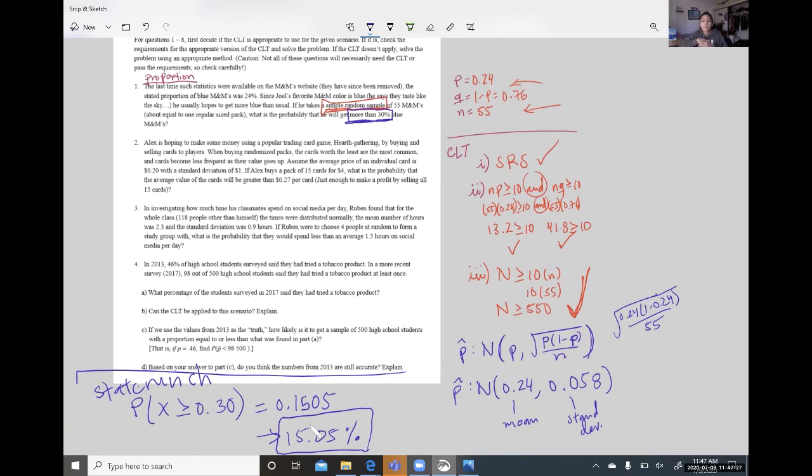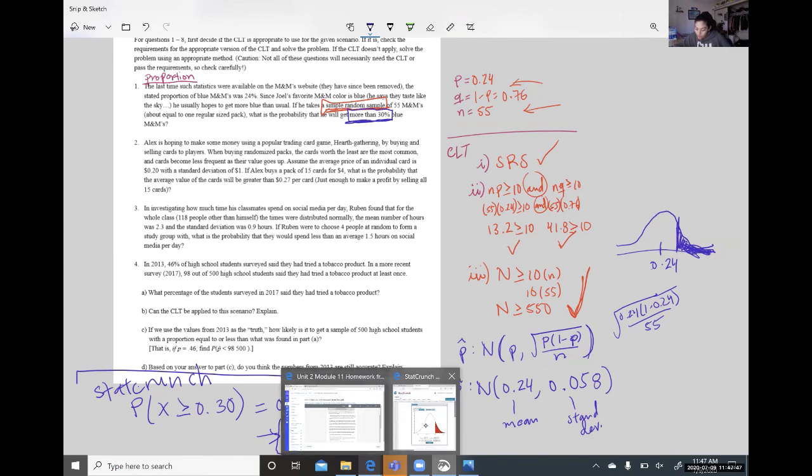Okay. When you're doing this, you also want to, in your work, include a sketch of what StatCrunch gave you. So your mean was 0.24, and 30% would be somewhere right here maybe, and then shade to the right, right? So your homework should have that little drawing too.